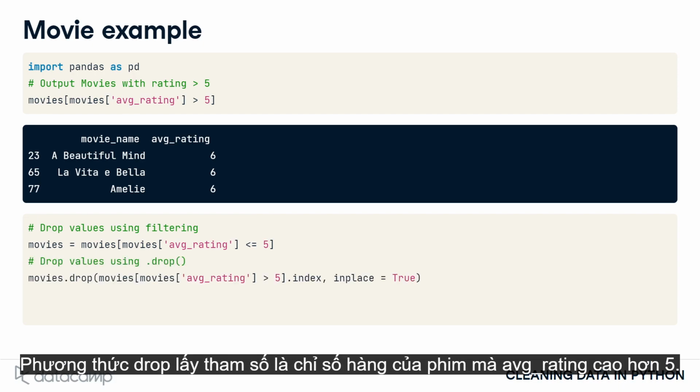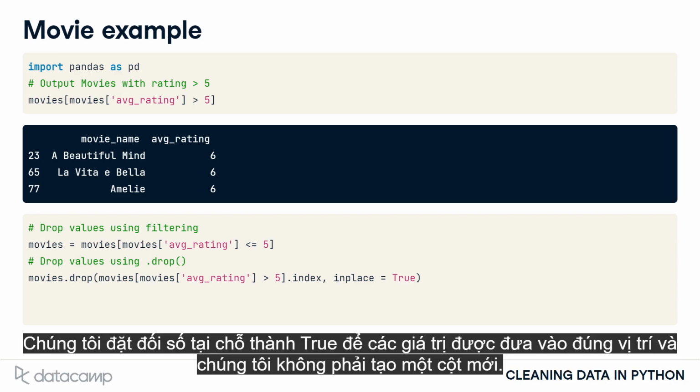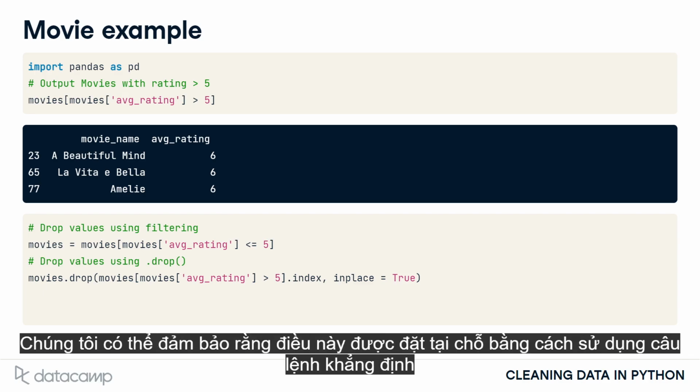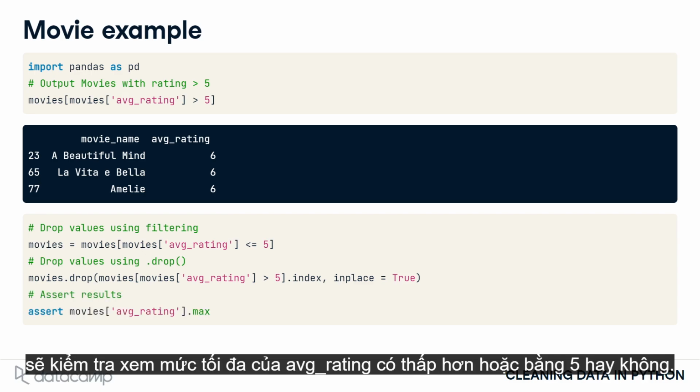The drop method takes in as argument the row indices of movies for which the average rating is higher than 5. We set the in-place argument to true, so that values are dropped in place and we don't have to create a new column. We can make sure that this is set in place by using an assert statement that checks if the maximum average rating is lower than or equal to 5.